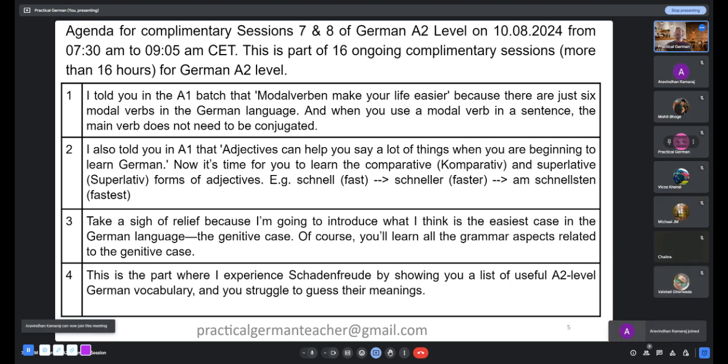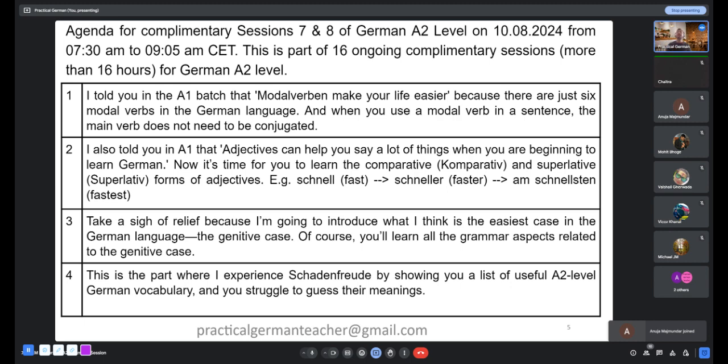The second part is the adjectives part. What do I mean by adjectives? In A1, I requested you to learn as many adjectives as you can, because then you can just use the verb sein and describe everything. You can just say subject, sein, and use an adjective to describe what you think about the subject. For example, you can describe moods of people: Er ist traurig, er ist glücklich. You can describe presentations: Die Präsentation ist gut, ist schlecht. You can describe apartments: Wohnung ist hell, Wohnung ist dunkel, Wohnung ist groß, Wohnung ist klein. You can do all that.